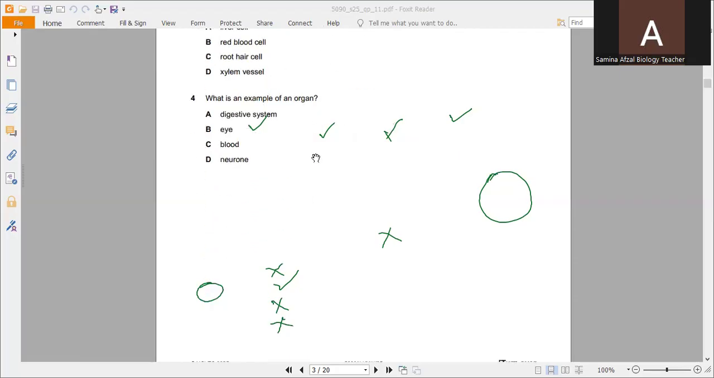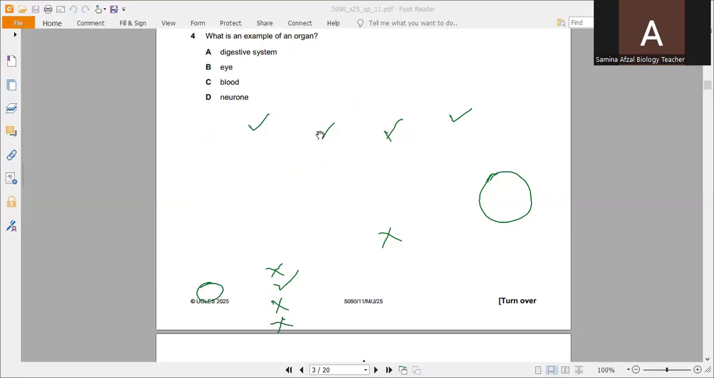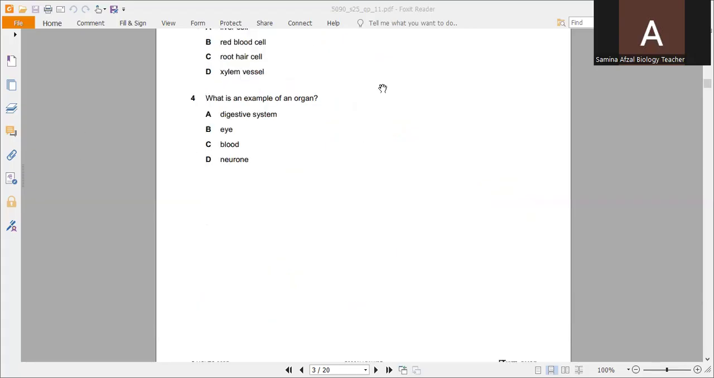Now moving towards question number 4. What is an example of an organ? First of all, the first option is digestive system. This is a system, not an organ.